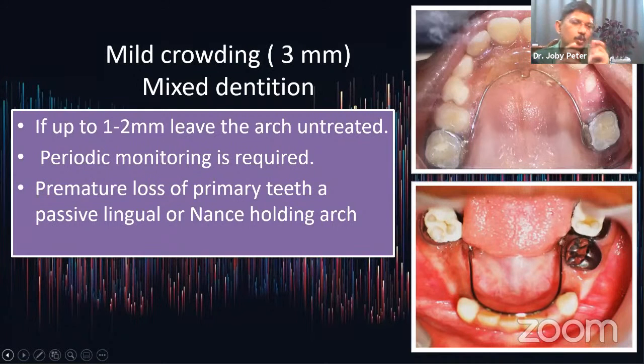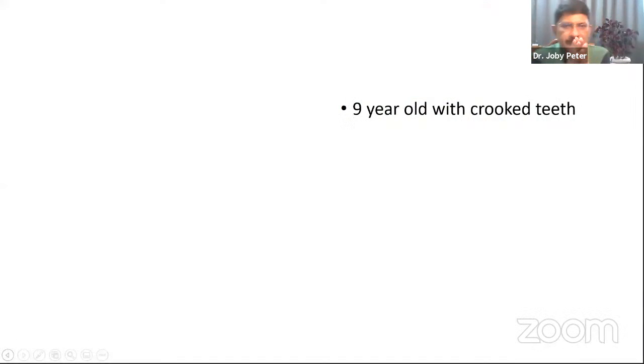Otherwise, if everything is perfect, no mesiodistal caries, no space loss, but you still find 1 to 2 or 3 mm space discrepancies, keep the patient under monitoring. If mesiodistal caries or premature loss of teeth are there, act immediately. Give a lingual holding arch or a passive lingual arch or a band and space maintainer, whichever is required.